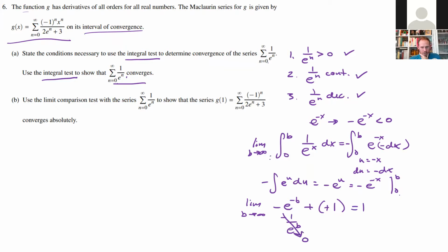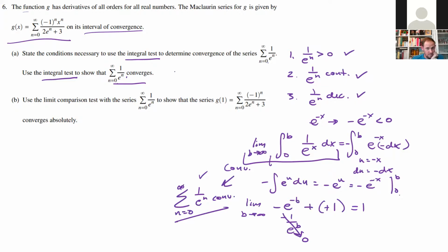So in other words, this integral converges. Therefore, the sum from 0 to infinity also converges. That's what the integral test tells us. There we go. Got it. Now, honestly, if I was asked to just find if this converges, I would say this is 1 over e to the n. I'd say it's geometric, where r equals 1 over e, which is less than 1. Therefore, it converges. Done. But they said we had to use the integral test.